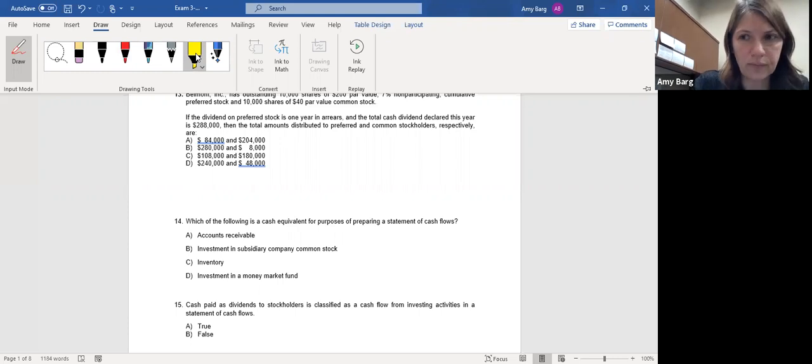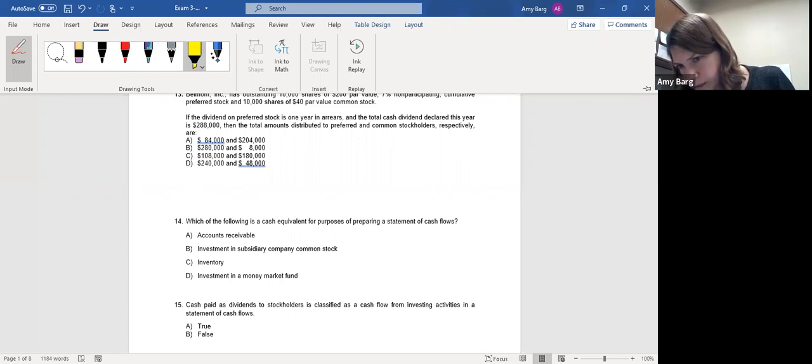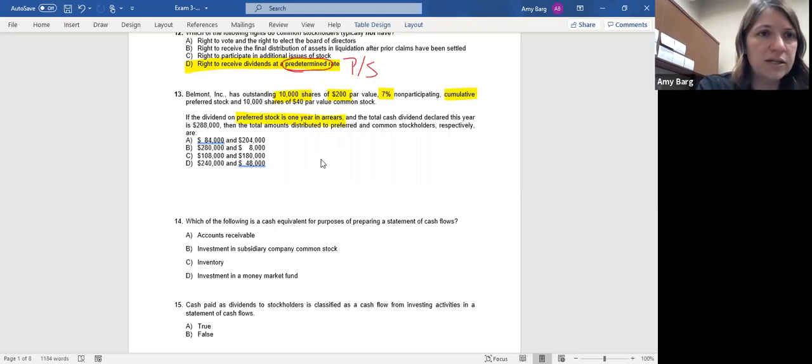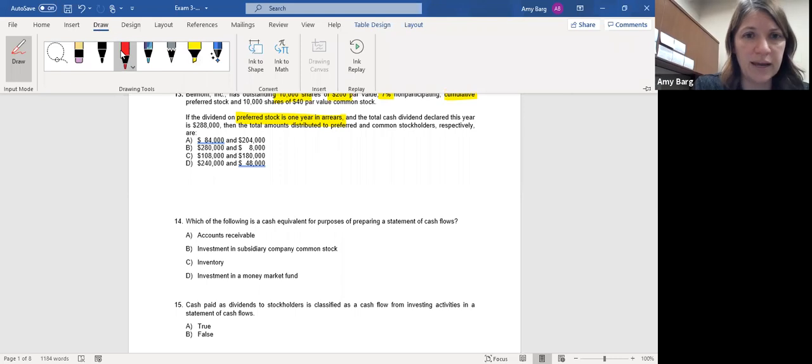So if there's 10,000 shares, $200 par value, 7%, don't worry about the non-participating, but the cumulative is important. That's the preferred stock, and it says that the preferred stock is 1 year in arrears. So we need to know how much, because we have to pay the preferred stockholders a certain amount of money. That's that whole predetermined rate thing that we were just talking about.